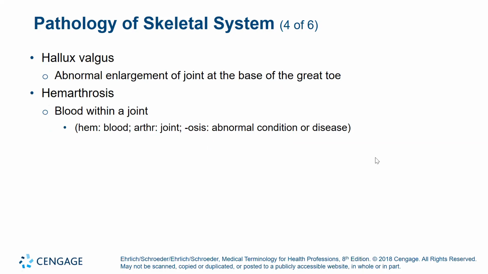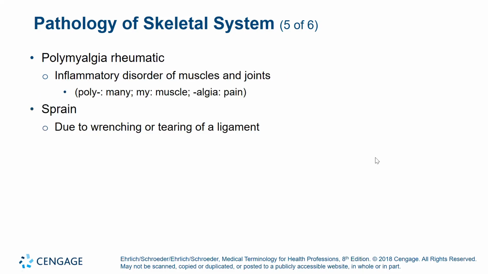Next term we have is hemarthrosis. Hem is blood. Arthr is joint. Osis is abnormal condition or disease. So it's blood within a joint, which is an abnormal condition. Hemarthrosis. We have polymyalgia rheumatica. Poly is many, much. My is muscle. Algia is pain. So this is inflammatory disorder of the muscles of the joints.